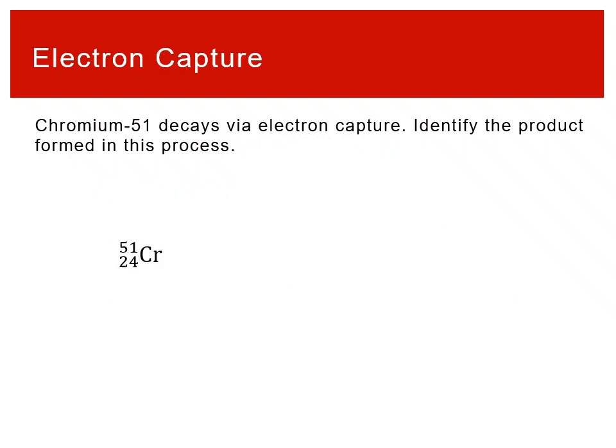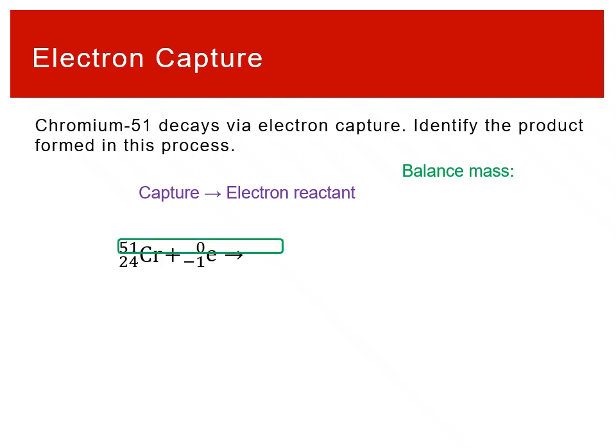Okay, chromium-51, atomic number 24. Found that on the periodic table. So we have 24, chromium-51. It's going to decay via electron capture, which means, again, the electron is a reactant. So I have chromium plus an electron on the reactant side, and then I want to figure out what the product is going to be. I need to just balance mass. It's going to be the 51 plus the 0. No mass goes in, so the mass of the daughter will be 51.